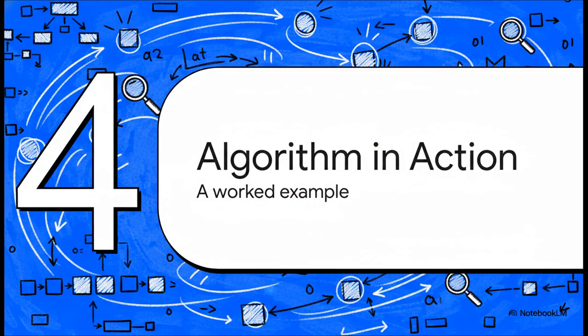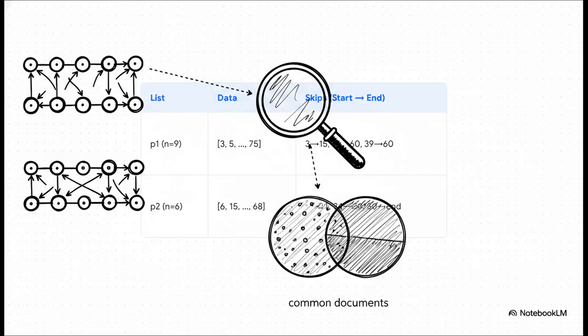All right, enough theory. It's one thing to talk about it, but it's another thing to see it. Let's get our hands dirty and walk through an example to watch these skip pointers really do their thing. So here we go. We've got two lists, P1 and P2. And you can see we've already set up our skip pointers.